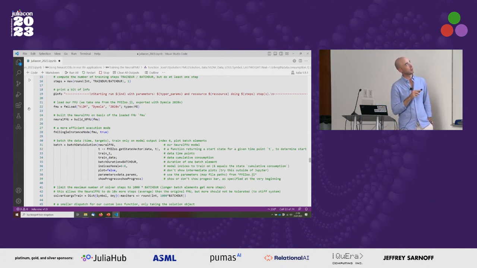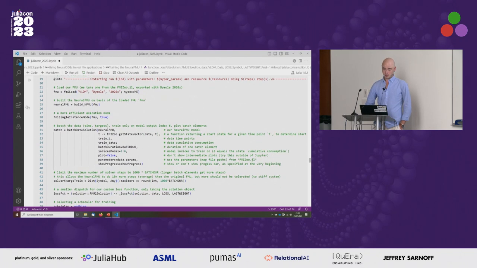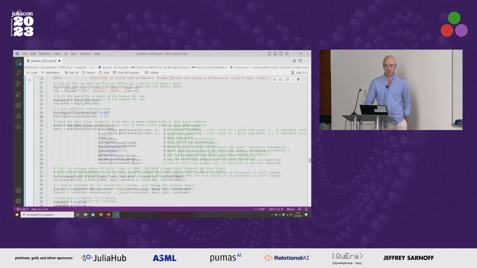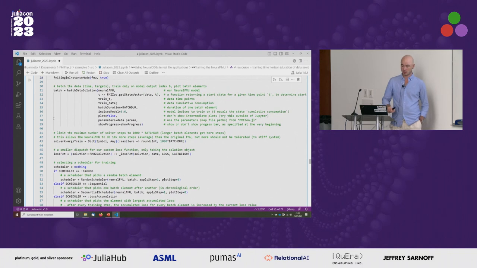We're printing that we are starting our training run, and further load in the FMU. We build our neural FMU, and we switch to a more efficient execution mode for this FMU. So by default, for every simulation run, there is an FMU instance allocated, but one can also simulate an instance and reuse it again and again, and this is basically what this command does.